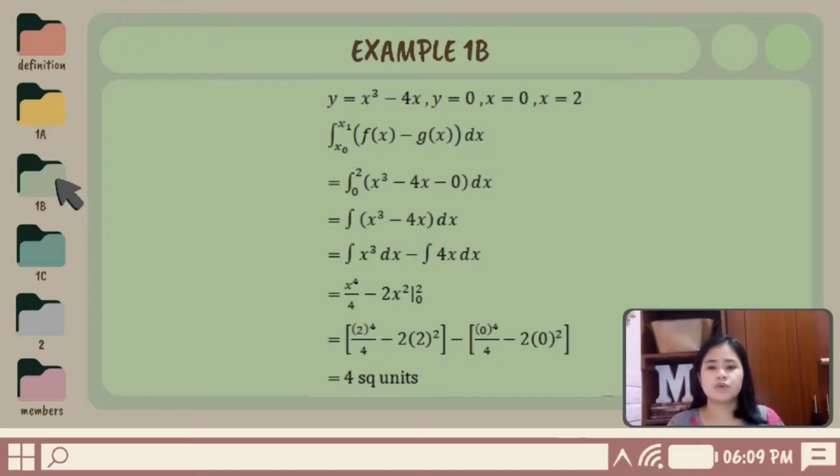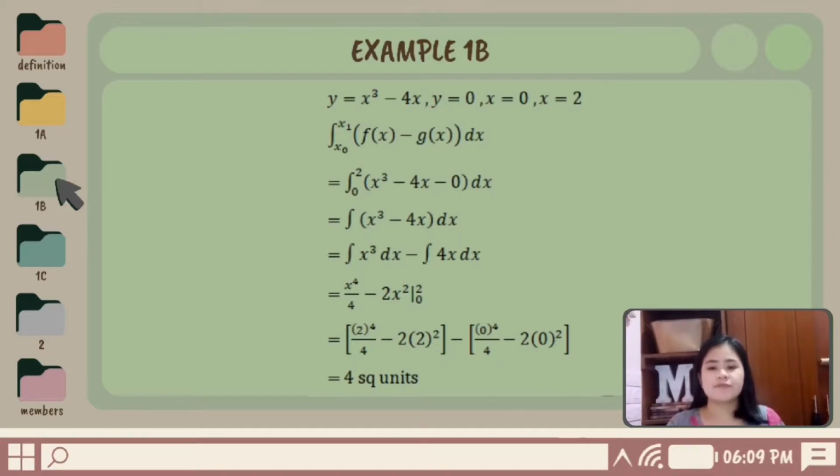Take note that putting 0 right from the start until the end of your solution won't be necessary, so it will be better if we remove it. Once you're done substituting the given values in the needed formula, we have to find the antiderivatives of both f(x) and g(x), and applying the sum rule will do so. Applying the sum rule will give us an expression of integral of x³ dx minus integral of 4x dx. Finding its antiderivative will give us an expression of x⁴/4 minus 2x² between the boundaries of 0 to 2.